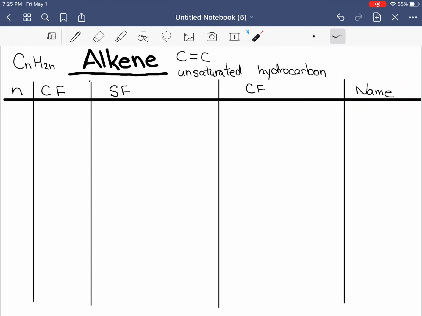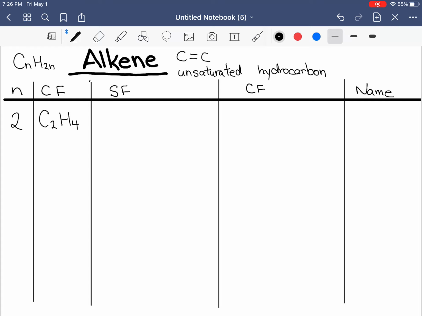So let's move. N equals to 1. Come on. N cannot equal to 1. How can you make a 1 carbon alkene? That makes no sense. And we'll start at 2. So following the general formula, the chemical formula will be C2H4.